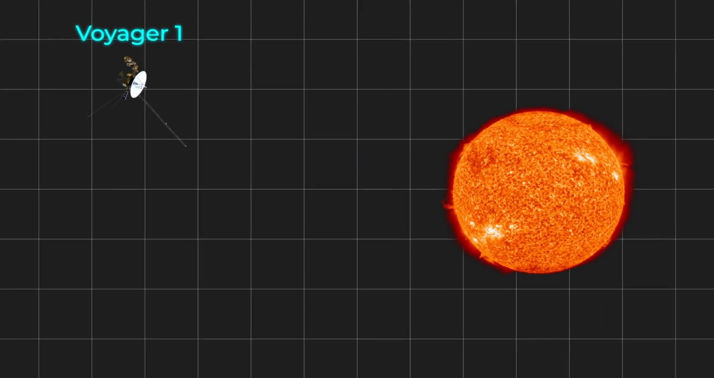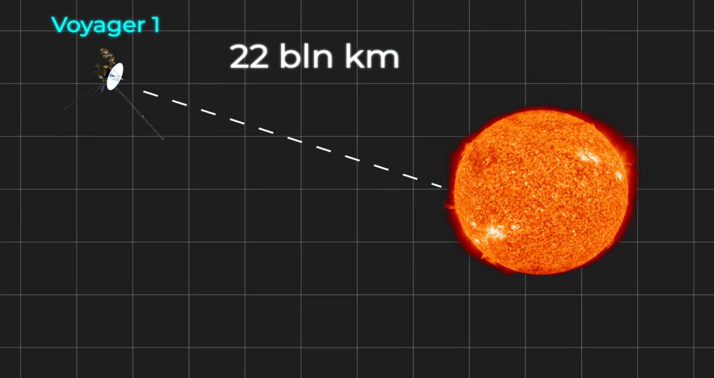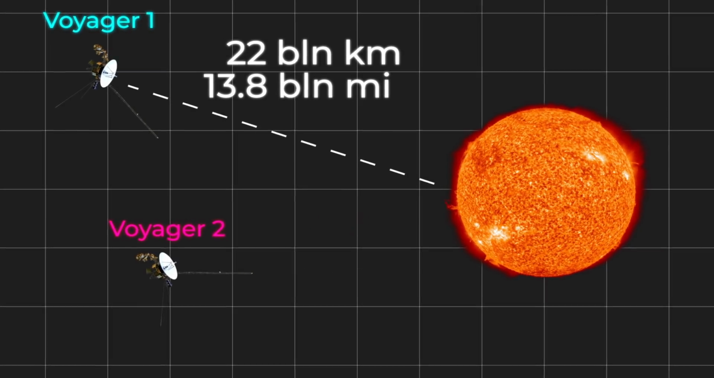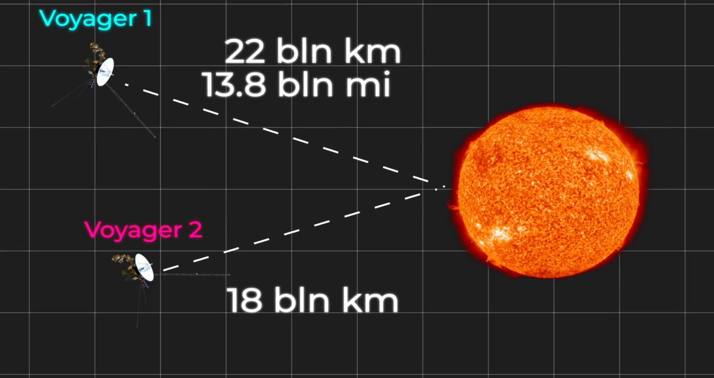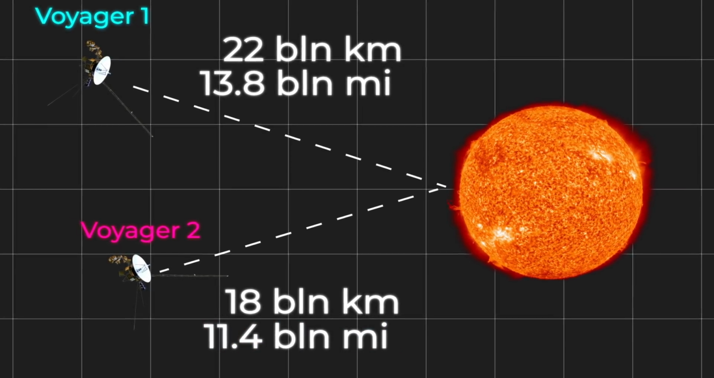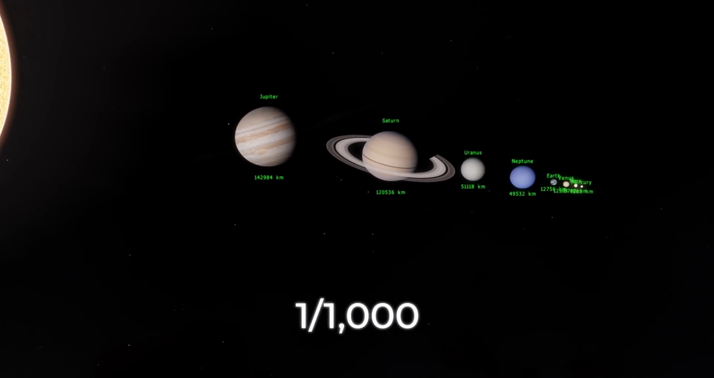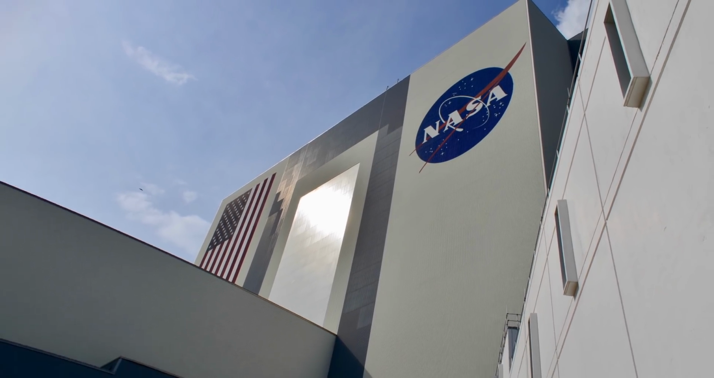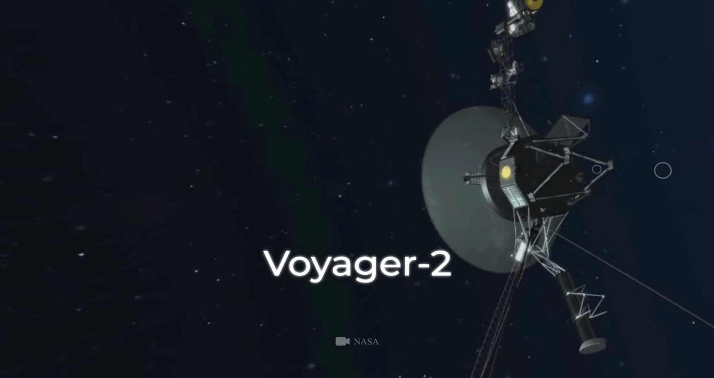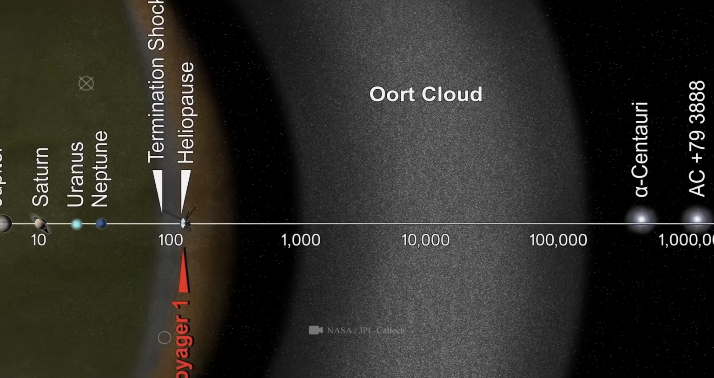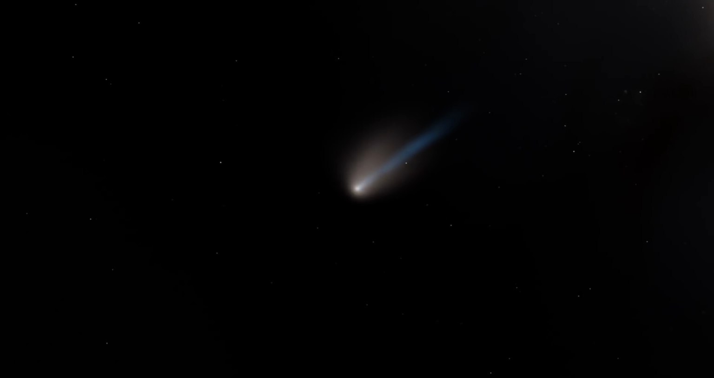These twin probes have forged the depths of space for more than 40 years. But despite the fact that Voyager 1 is now located at a distance of 22 billion kilometers, or 13.8 billion miles, from the Sun, and Voyager 2 is 18 billion kilometers, or 11.4 billion miles, they've only flown about 1,000th of the distance to the borders of the solar system. Even according to NASA's most optimistic estimate, Voyager 2 will need about 30,000 years to reach the outer border of the Oort cloud, a remote spherical region of the solar system where comets come from.